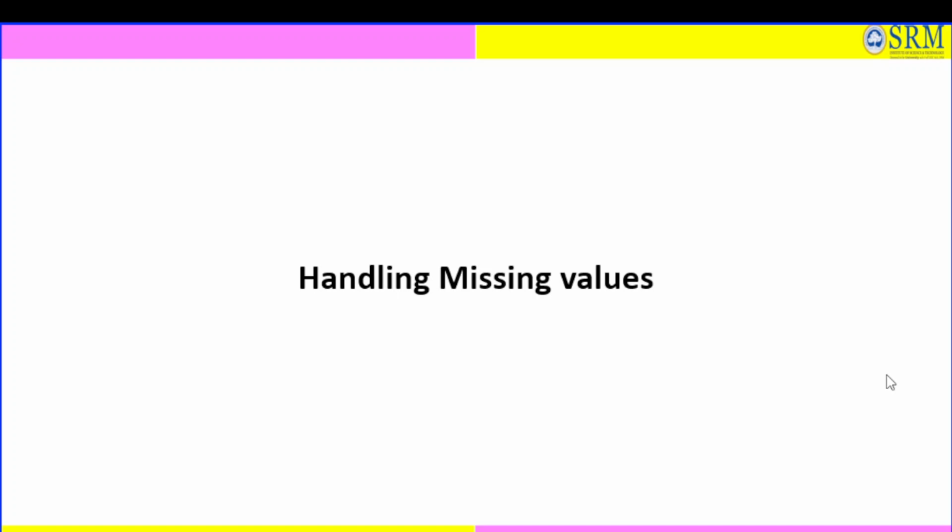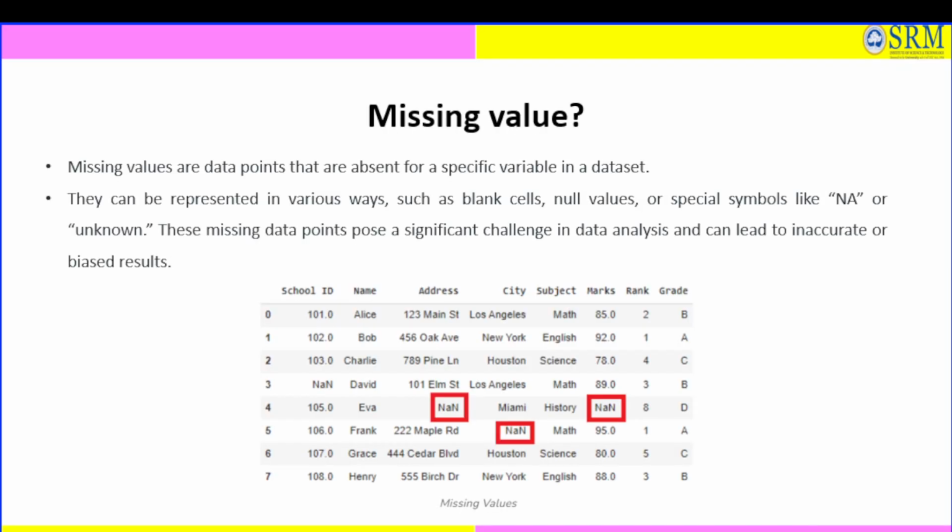Good morning, all. Today's topic is handling missing values. So, what do you mean by a missing value? Missing values are data points that are absent for a specific variable in a data set. You can see in the image there are some highlighted, red-boxed values, which are nothing but NaN. Those are called missing points.